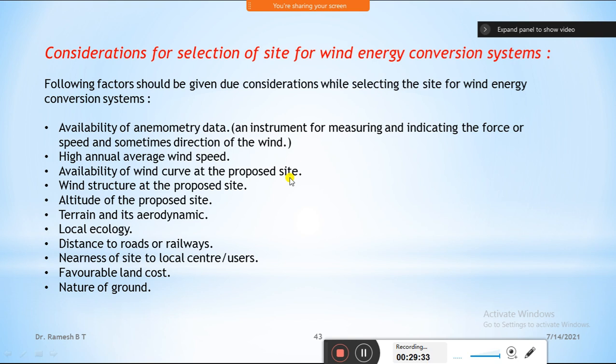The nature of the ground means whether it is covered with water, or it may be hilly regions, or what the surface of that ground is. That is also very important. Based on these considerations, we select the site where we can effectively install the windmill.